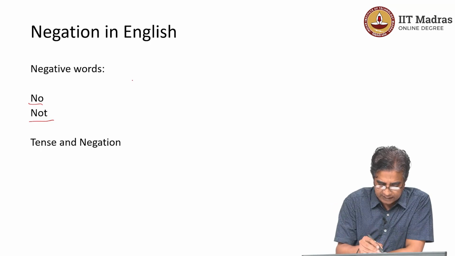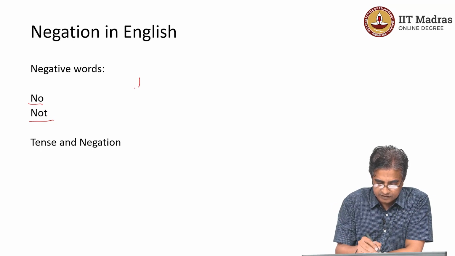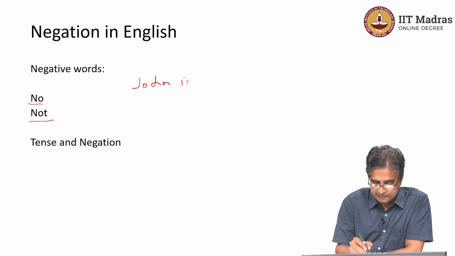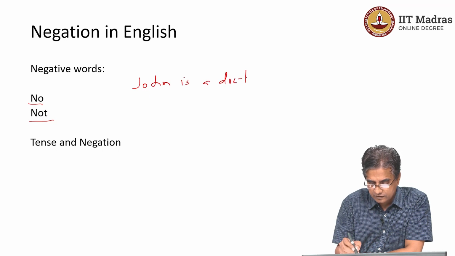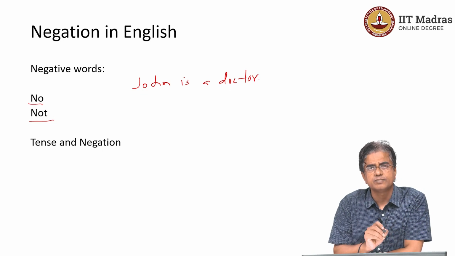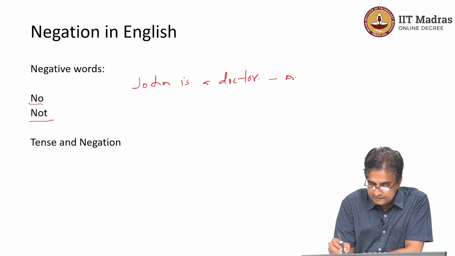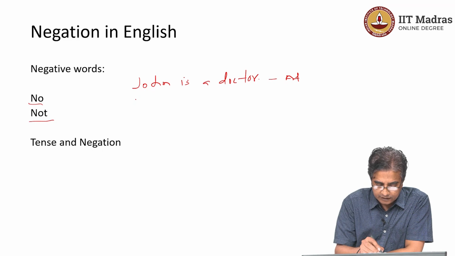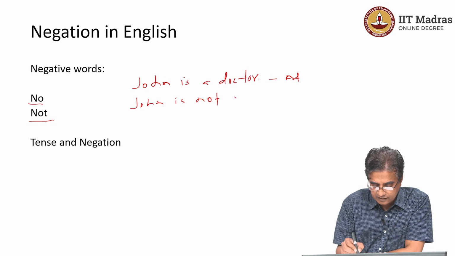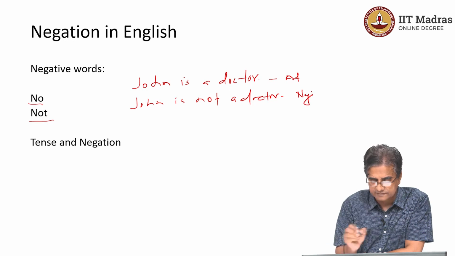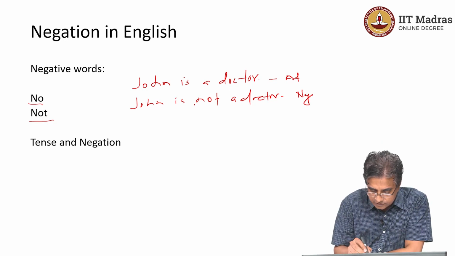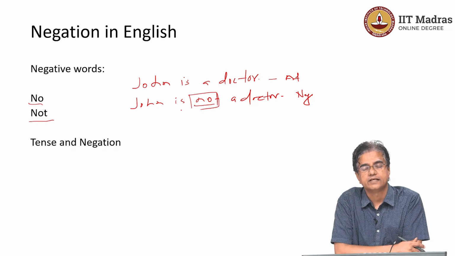So, we have a sentence like John is a doctor. Look at this sentence. It's a very simple, plain sentence. This is an affirmative sentence. When we say John is not a doctor, this is a negative sentence. This not is a negative word in this sentence, and this whole sentence becomes negative because of that.